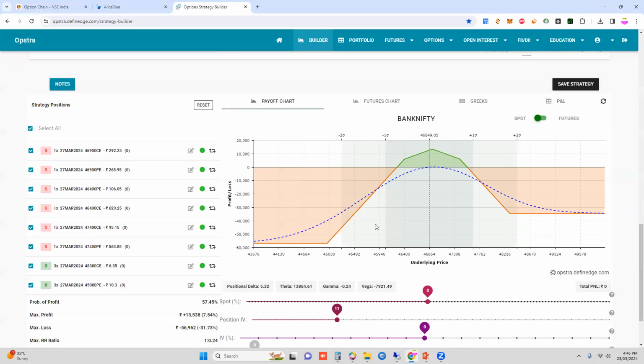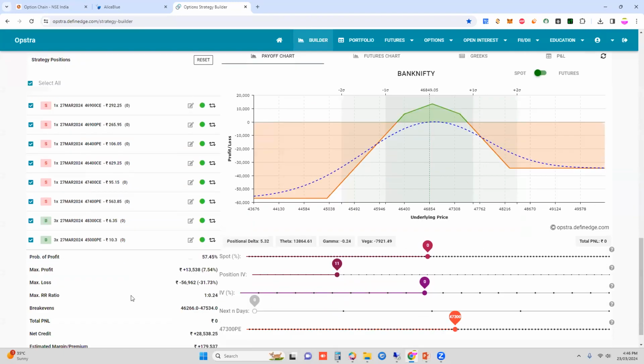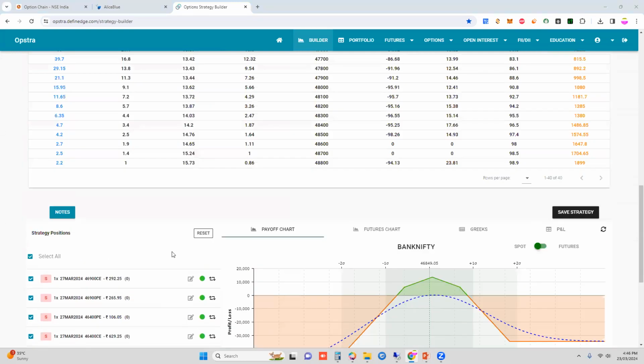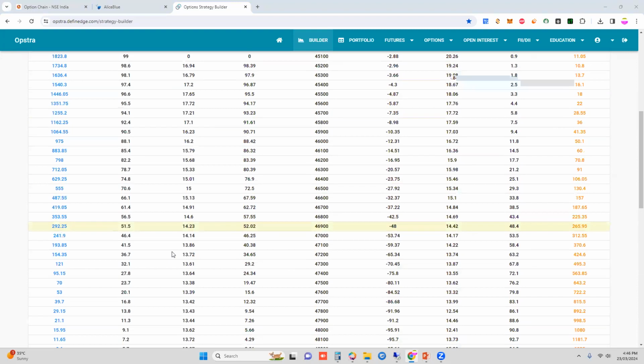Yes, I'm sure, Mr. Jayant, I'm showing the P&L and everything in the Opstra. This is for Bank Nifty. You can do this for positionals. Currently, we don't have the setup for option selling. We have it only for option buying.